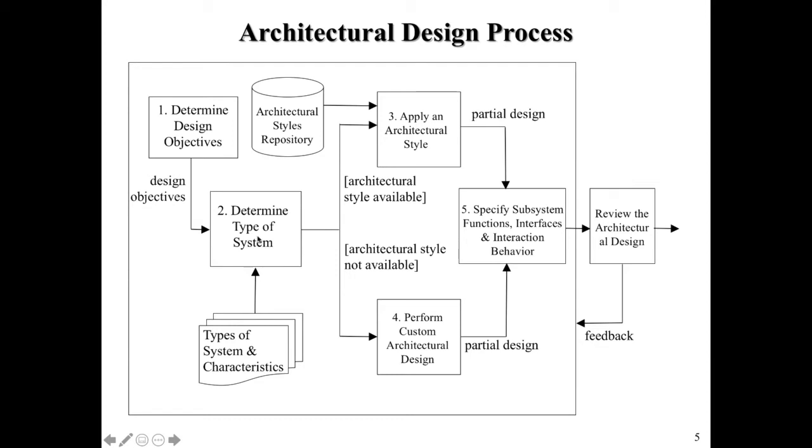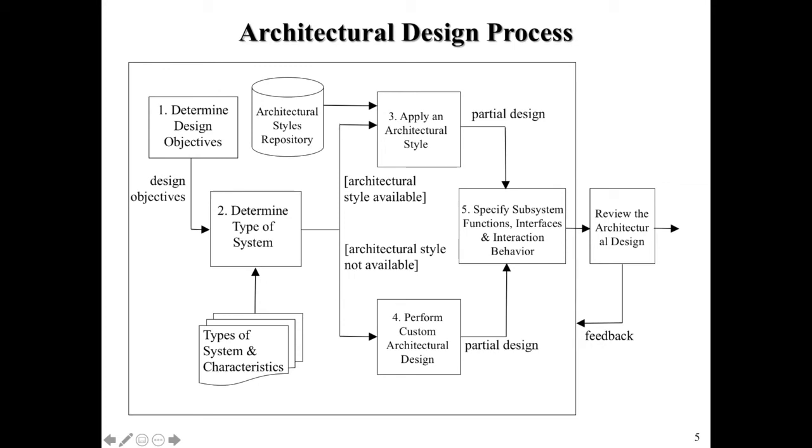Here the question comes: what are the existing types of systems and what are their characteristics? So we are going to study the existing types of systems and their characteristics. This you will take as input in your decision here. What will be the type of system you will be using? After step number 2, the next steps are 3 and 4 together.